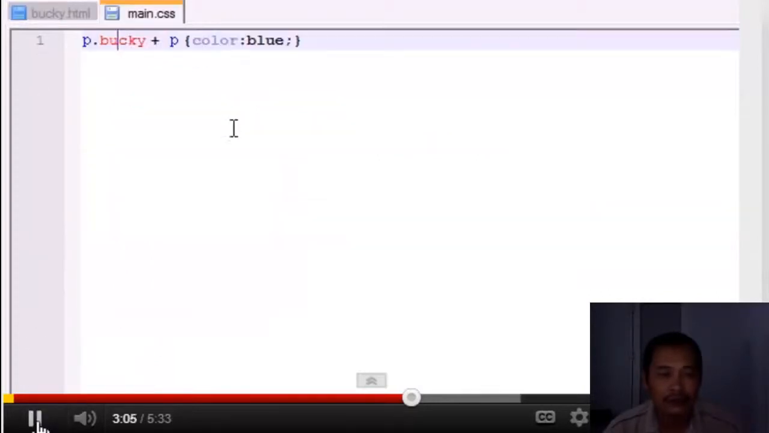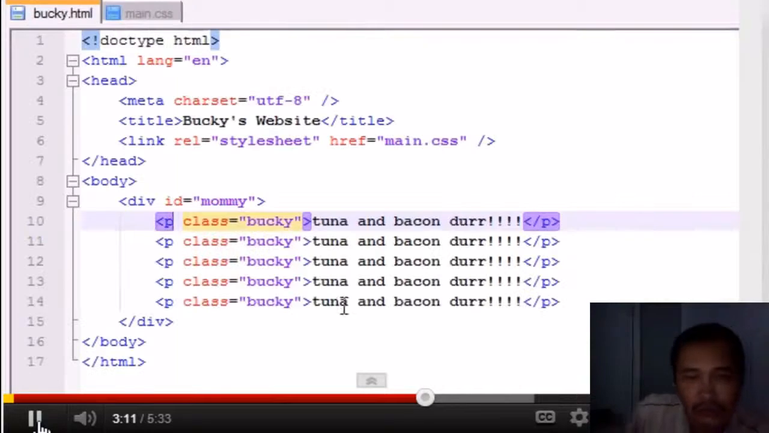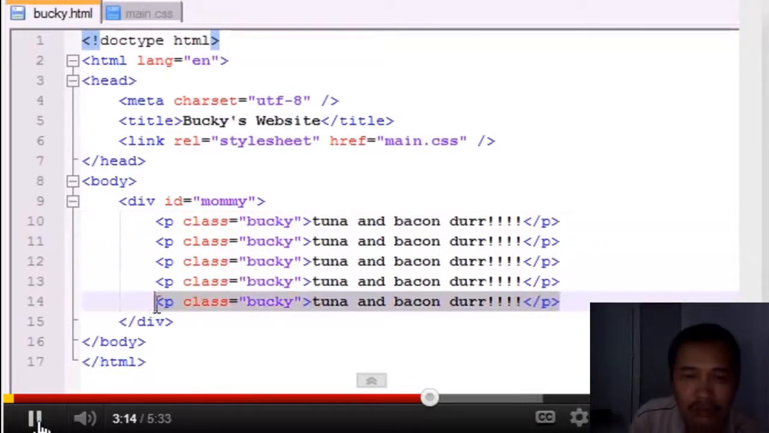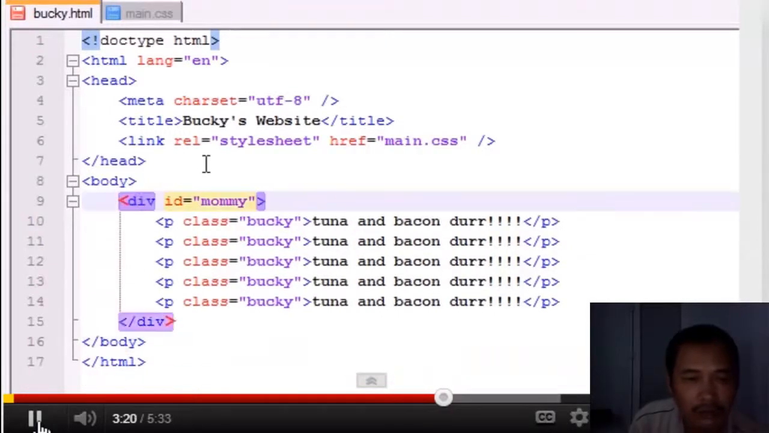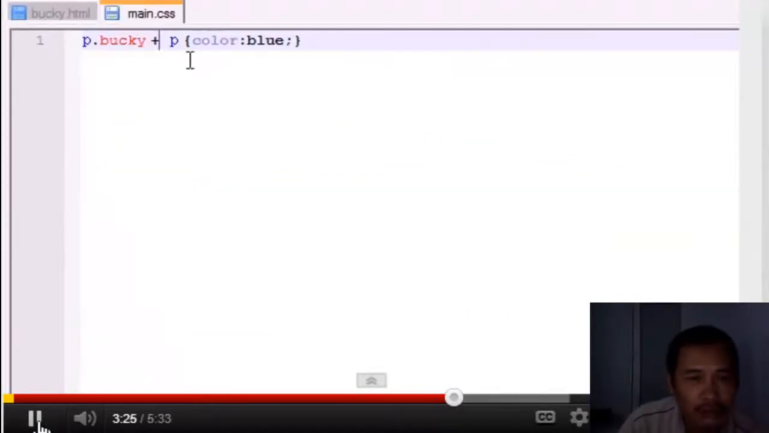And another thing is, whenever we have a rule using this plus selector, they must have the same parent. So we can't have a paragraph right here and another paragraph right here and expect it to be affected. They must share the same parent, which is the div tag, in this case, mommy. So let me just go ahead and save that.